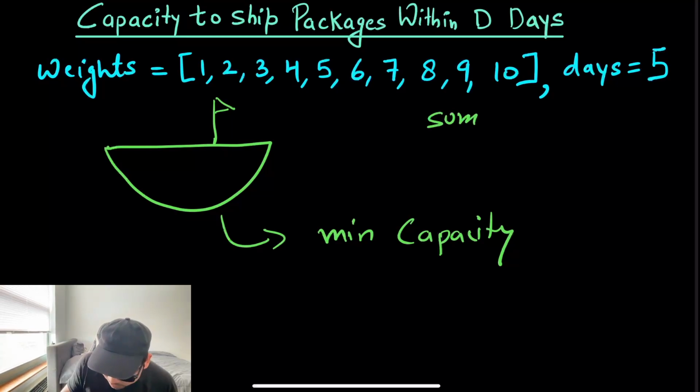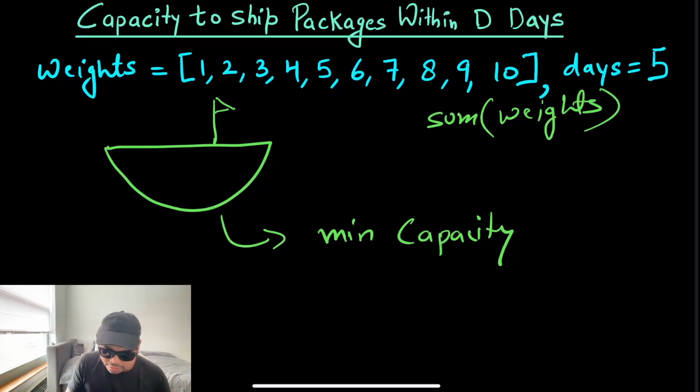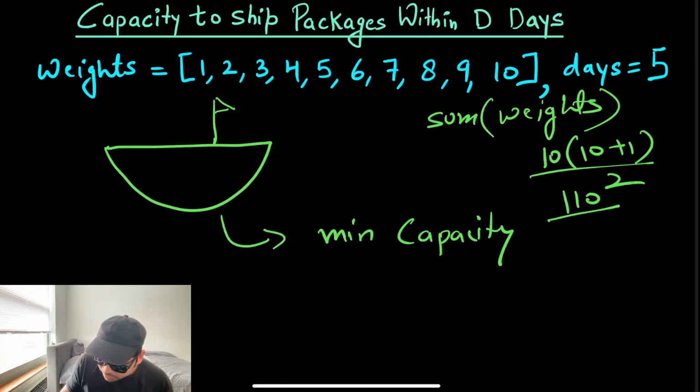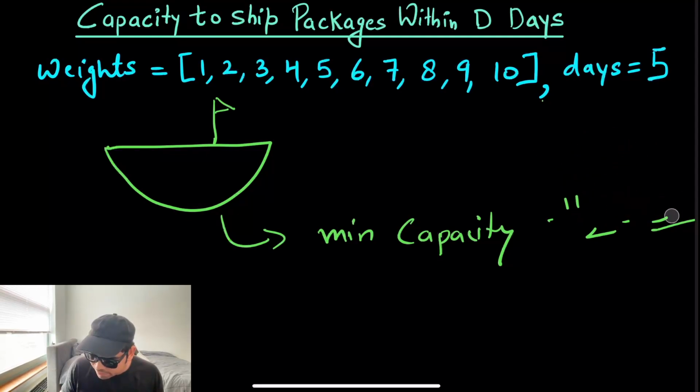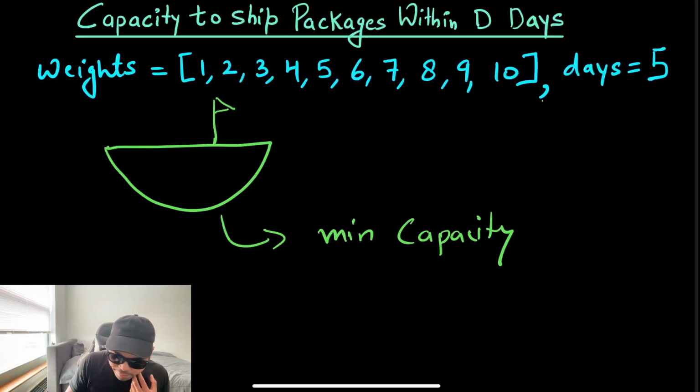So sum of weights, and in this case, if you remember the formula, that would be 10 plus 1 by 2, so 11 into 10 is 110, divided by 2 is 55. That should be the sum of all of it here. So if that is our range, that is our upper bound, by the way. 55 is our upper bound, and what should be our lower range is the maximum from here.